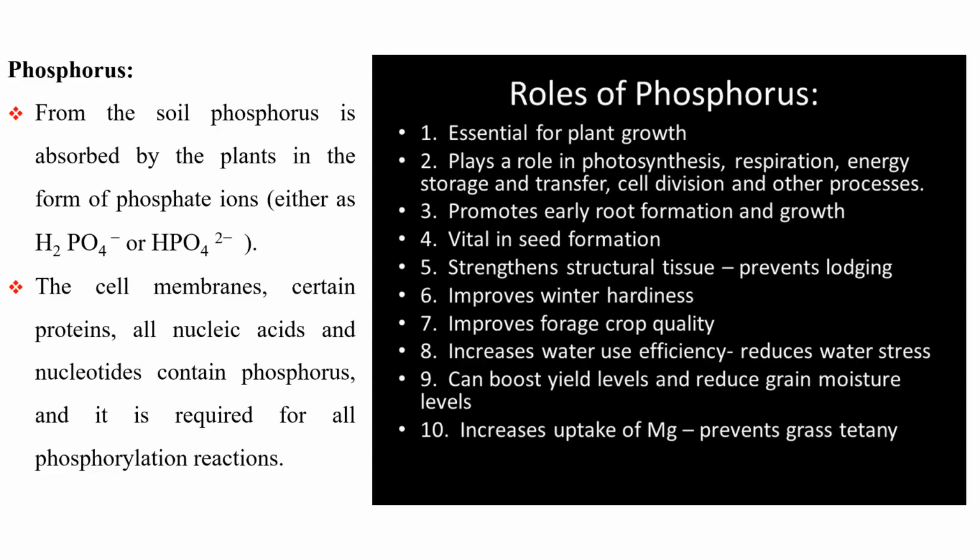Phosphorus. From the soil, phosphorus is absorbed by the plants in the form of phosphate ions. The cell membranes, certain proteins, all nucleic acids and nucleotides contain phosphorus, and it is required for all phosphorylation reactions.